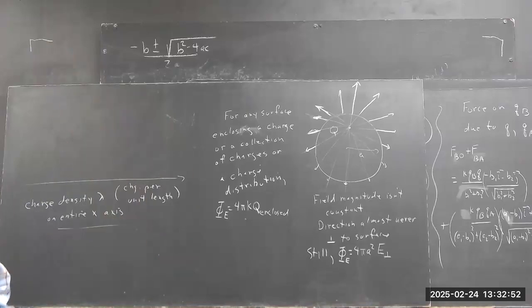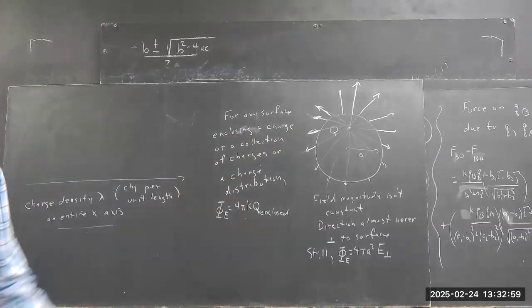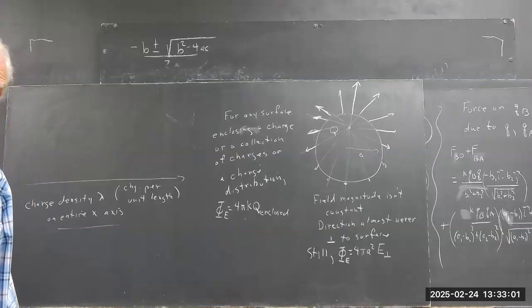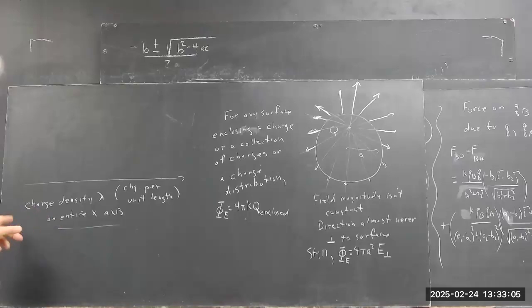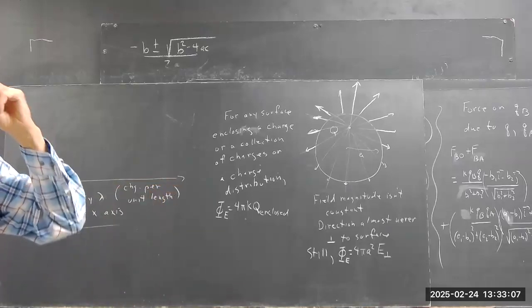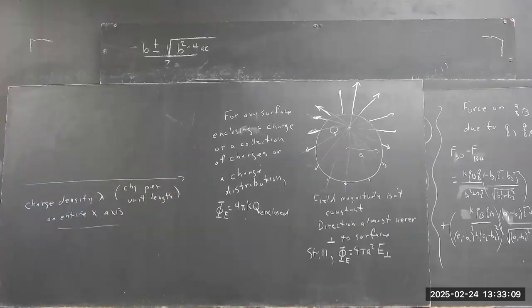That would take infinite charge, right? If we have a non-zero charge density on an infinite line, we've got to have infinite charge, and the universe doesn't have infinite charge, so we can't actually do it. But it's still a very useful approximation, and I'll go into detail on why.